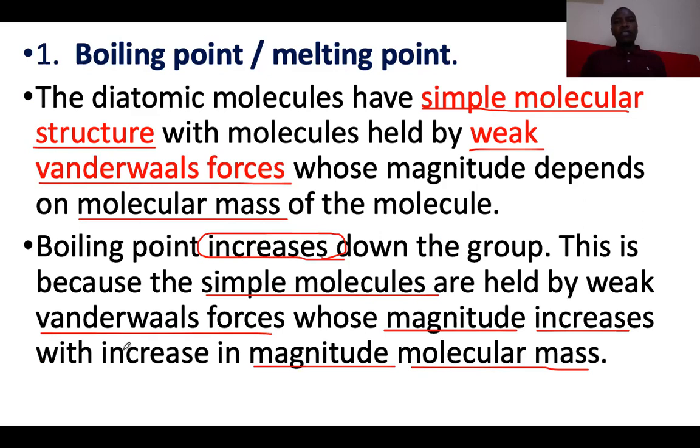So this is how you state the trend. We are saying that the boiling point increases generally down the group 7 elements. This is because the simple molecules are held by the weak van der Waals forces of attraction, and we are saying that whose magnitude increases with the increase in the magnitude of the molecular mass. So when the molecular mass increases, then even these van der Waals forces do what? Increase.